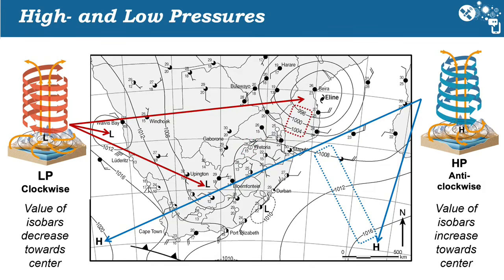Right. And the value of the isobars here, they decrease towards the center. If we look at tropical cyclone Helene, we will see the isobars drop from 1004 hectopascals to 1000 to 996. The value of the isobars are decreasing towards the center. That's how we can differentiate between a high and a low pressure cell, even if there's no H or L indicated in the center of that cell.